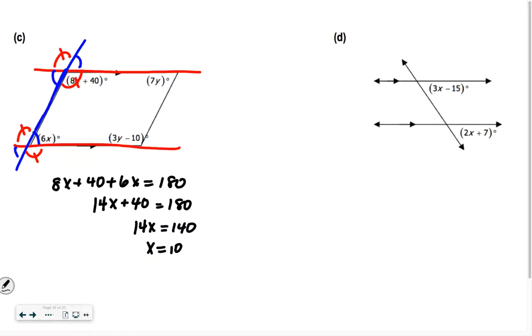So we can go ahead and plug in. If I plug in 10, I get 60 here. And if I plug in 10, I get 8 times 10 is 80 plus 40. I get 120. Does that make sense, that I should have 60 and 120 with it? Yeah, they add up to 180.